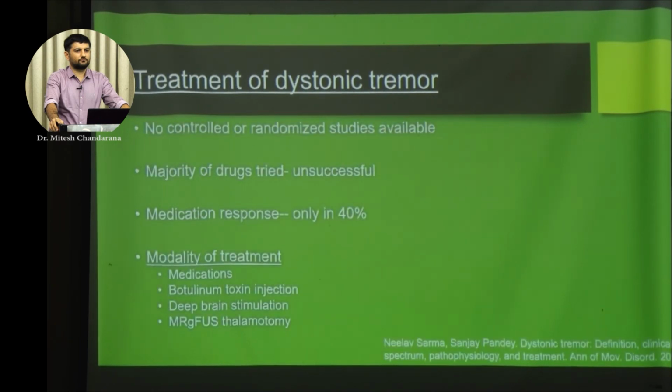Treatment: there are no controlled or randomized studies available. The majority of drugs tried have been unsuccessful. Medication response is only seen in 40% of patients. Modalities of treatment are drugs, Botox injection, deep brain stimulation, and thalamotomy.